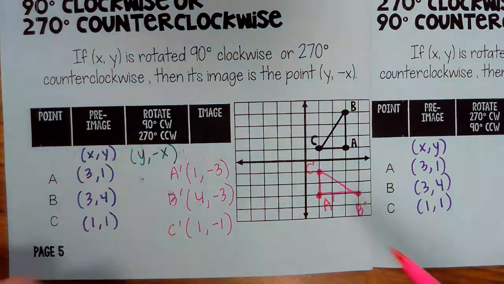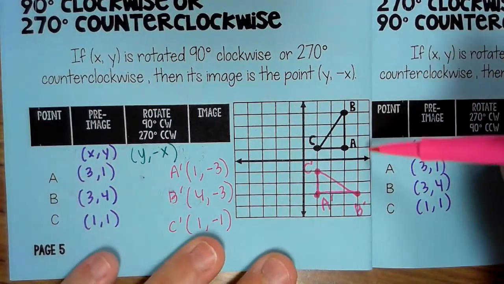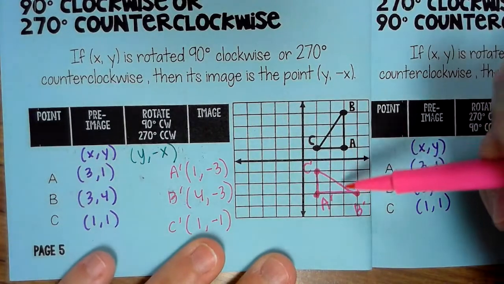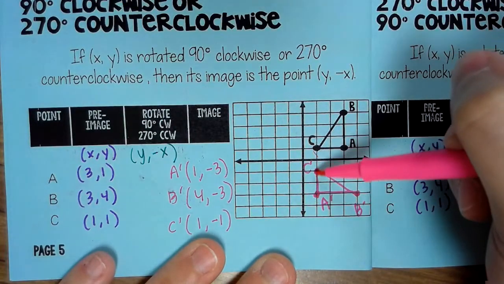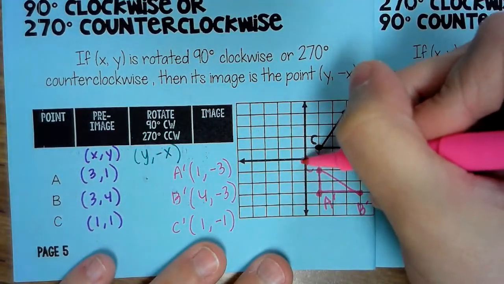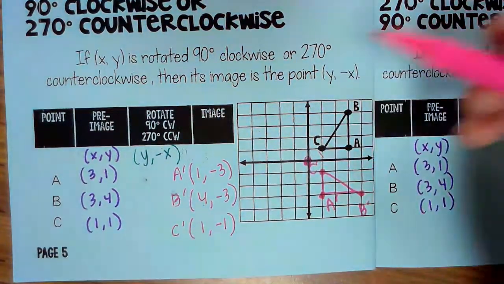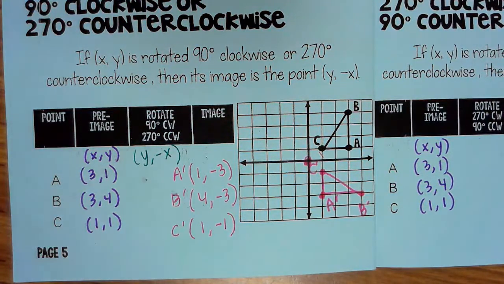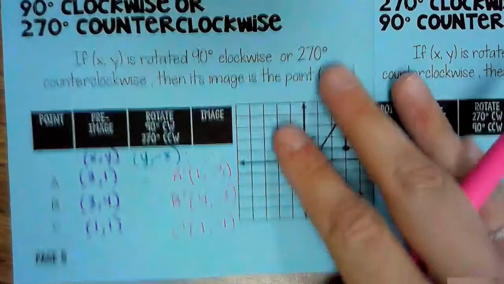Notice the orientation has changed. My point B has come here. A has rotated back this way, and C is staying close to where it was because my center of rotation is the origin. So that middle point on my graph is what I'm rotating about. Okay, let's do 2 more of those.